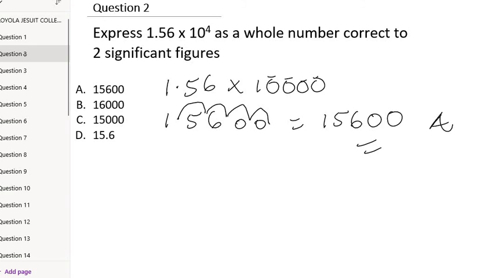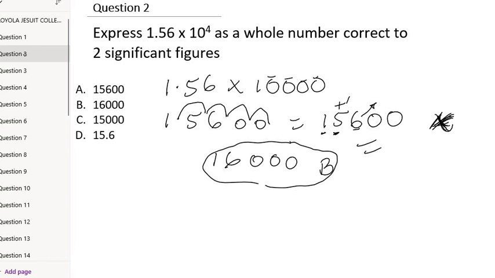Oh, the instruction says to 2 significant figures. So I'm going to check both of them. This is the first significant figure, the second significant figure. Round off 6 to 1, add it to this 5. My answer will be 1, 5 plus 1, 6. This 6 will now be 0. There's 0, 0. Sorry, the right answer is B, not A, to 2 significant figures. Alright, so this is the right answer, B.